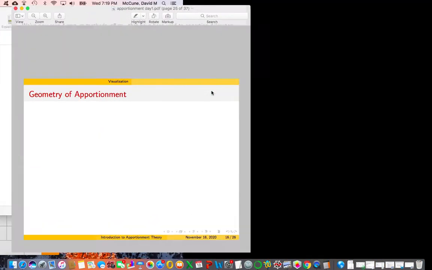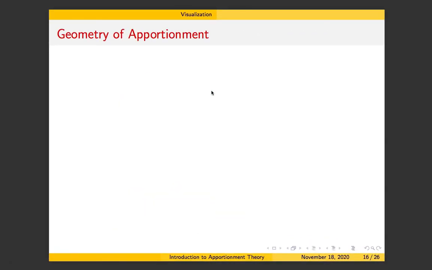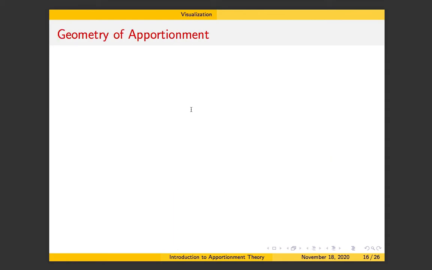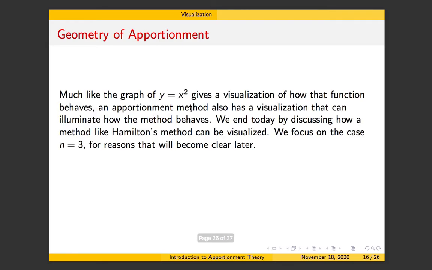Hello everybody and welcome to the second video on apportionment. So we left off here with me showing you 4 methods, 3 real methods, and now we're going to move on to how you visualize these methods. This visualization will be key to how we analyze these methods with calculus when we get there. So the geometry of apportionment, how does this work? How do you visualize an apportionment method?